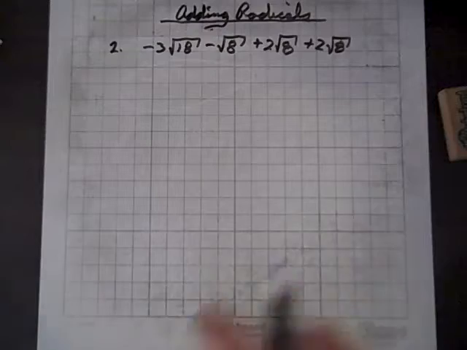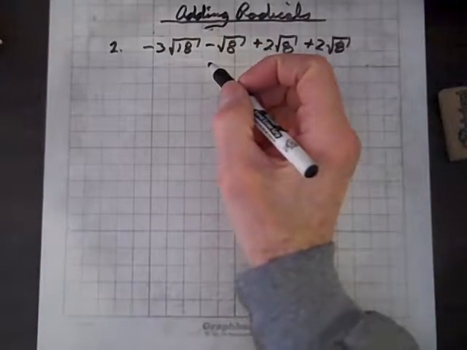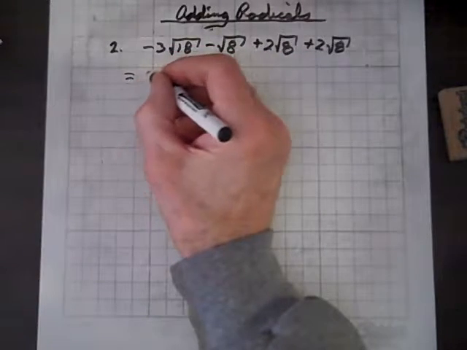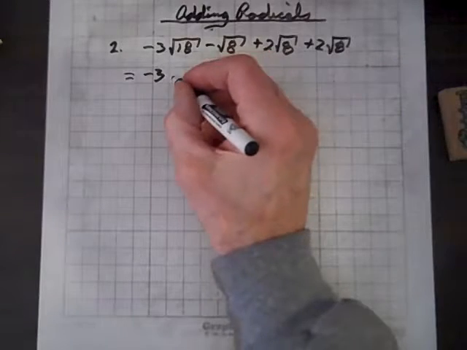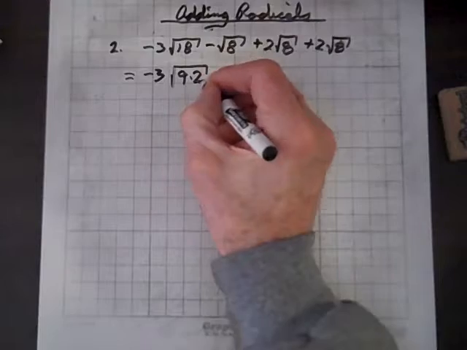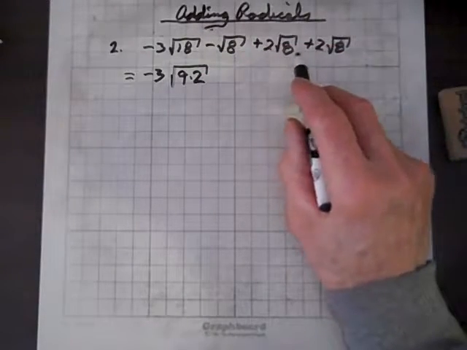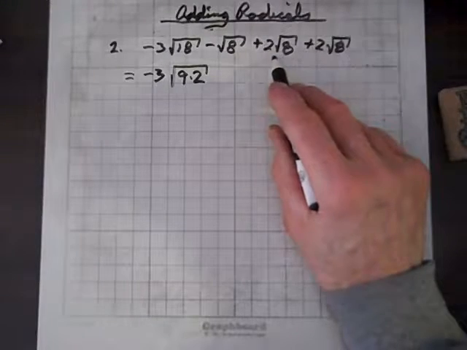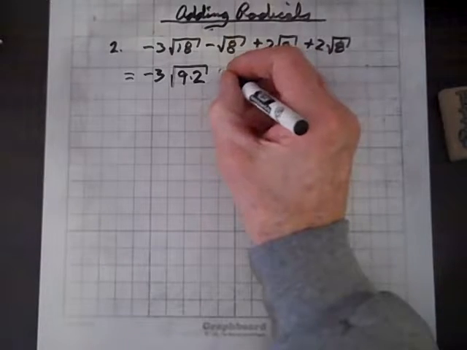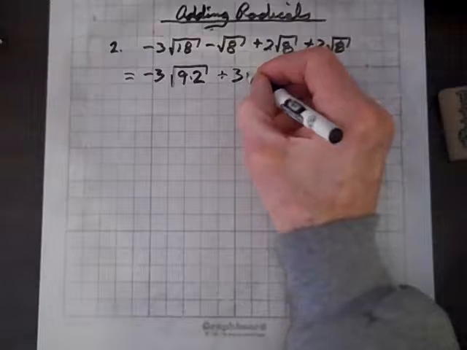Well, here's another case of adding radicals. And let's see, this equals negative 3 root 18, and root 18 is the same as the square root of 9 times 2. And we've got a minus root 8, and here we have 2 root 8 and 2 root 8. So that's 4 root 8 minus root 8, these are like terms, is going to be plus 3 root 8.